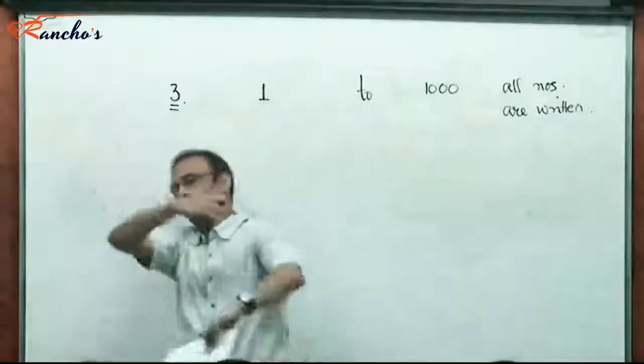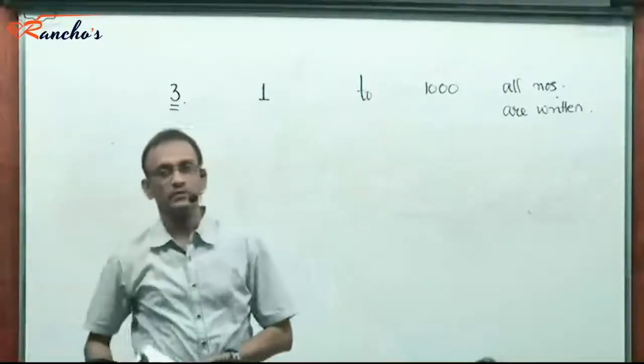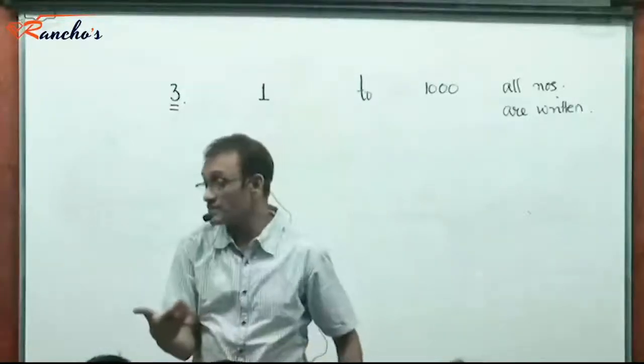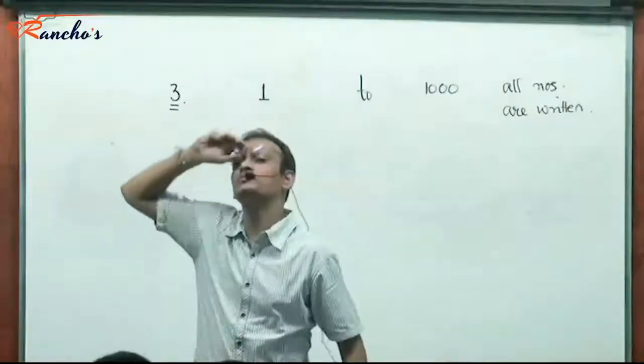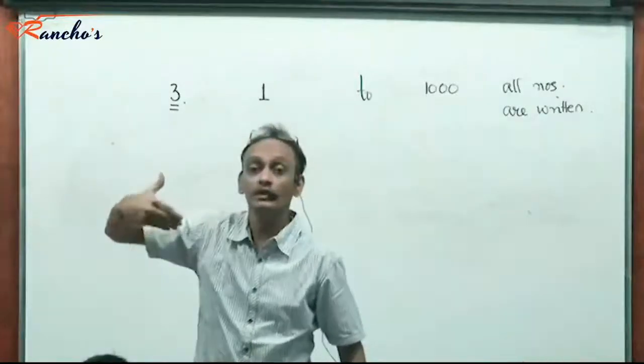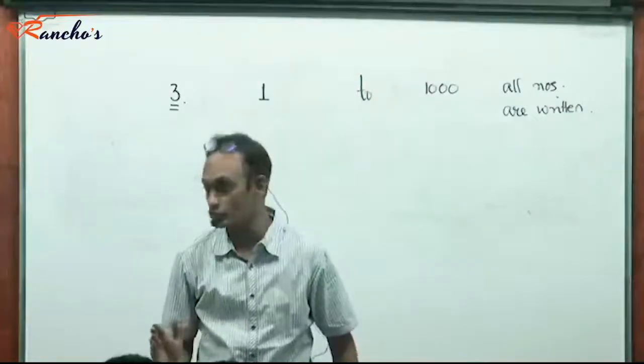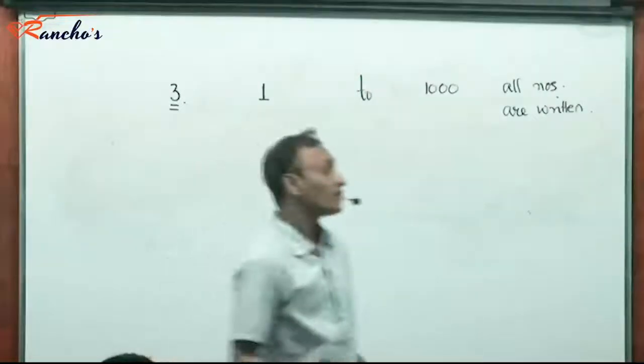One, two, three. I write down all numbers sequentially, let's say. In the process, I'll write 3 a certain number of times. I want to find the total number of times I have written 3 while writing all numbers from 1 to 1000. That's what I want to be able to do. You know what I'm saying?